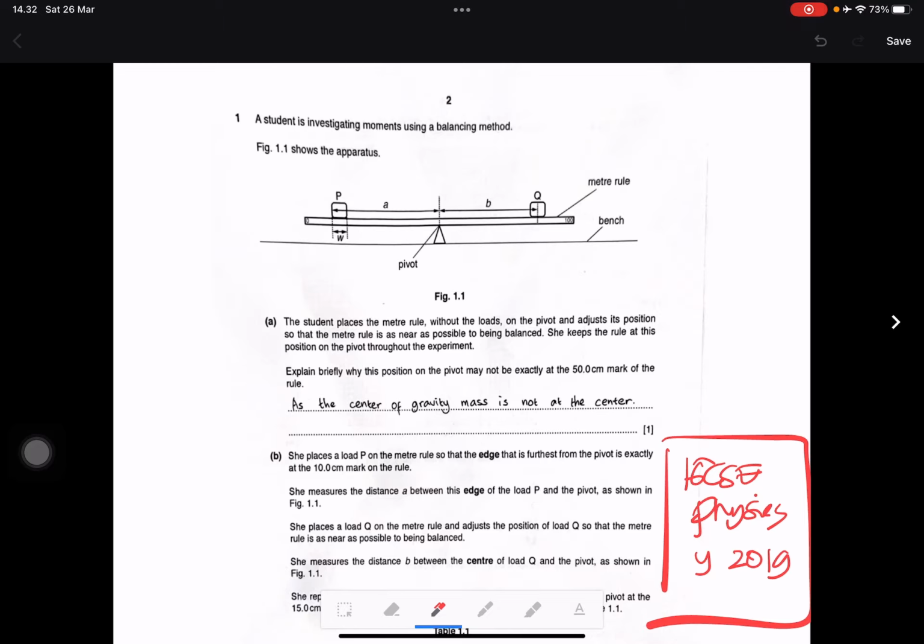Explain briefly why the position of the pivot may not be exactly at the 50.0 centimeter mark on the rule. The student answers that the center of gravity of the rule is not at the center. Okay, that's correct.